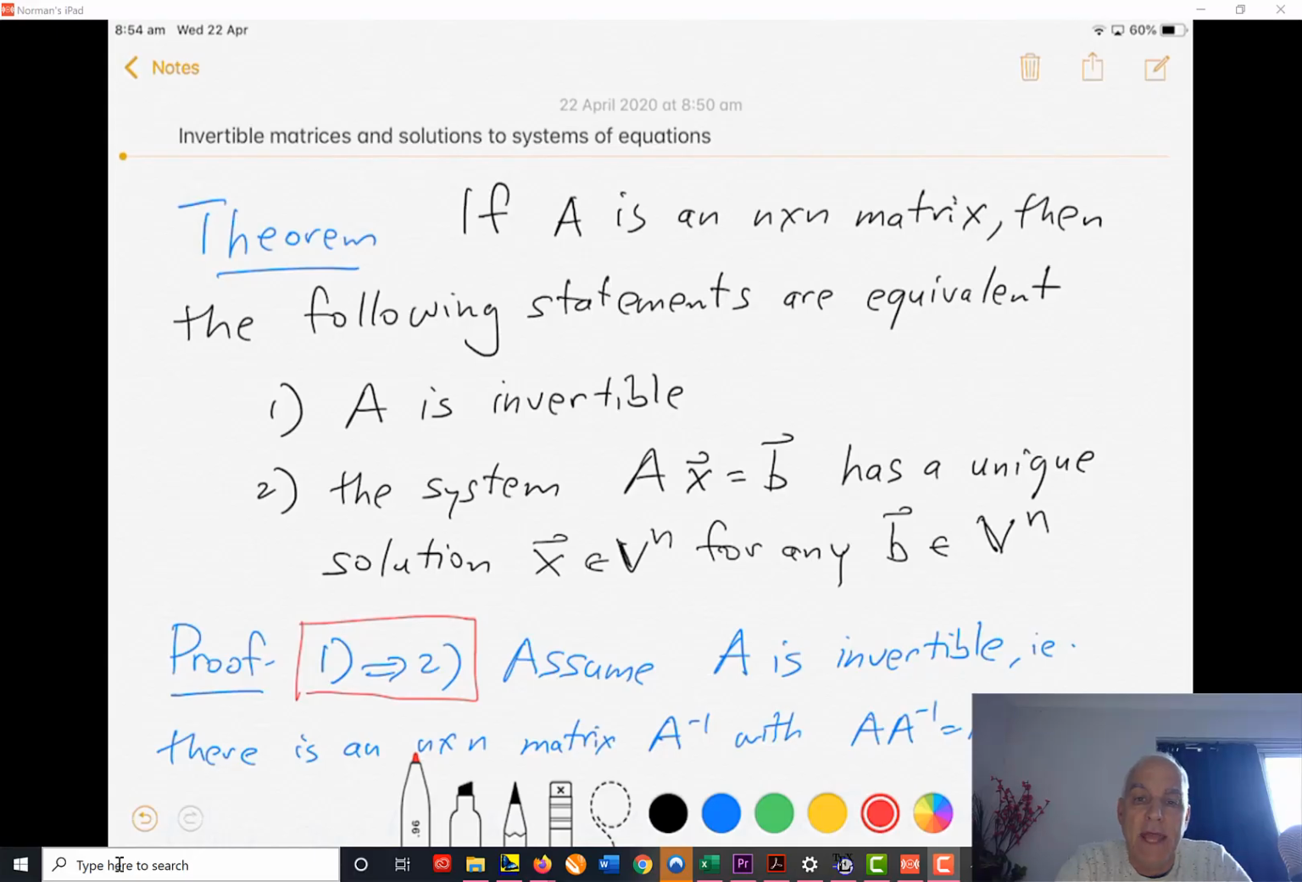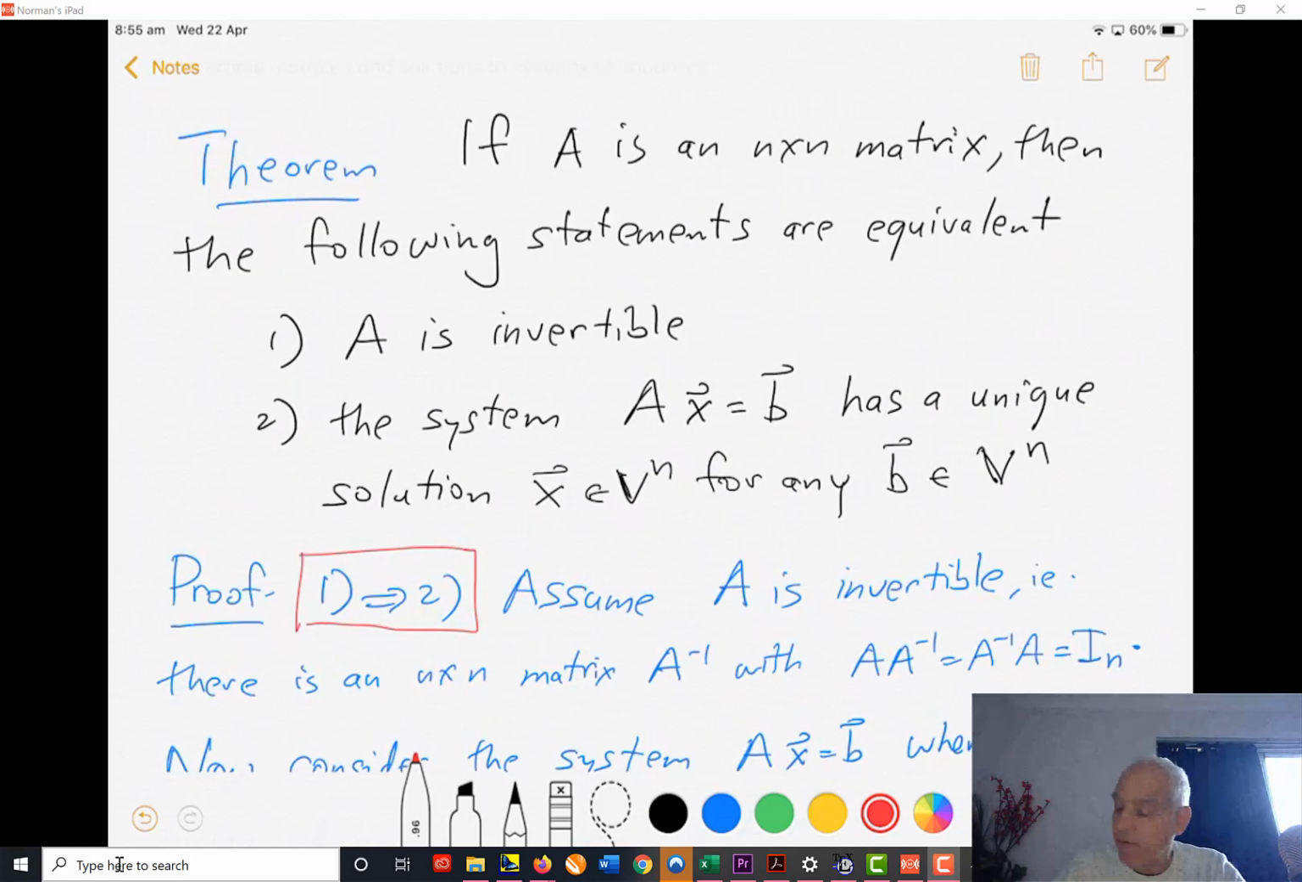So if A is an n by n matrix, then the following statements are equivalent. First of all, A is invertible. And secondly, the system AX equals B has a unique solution X in Vn for any B in Vn. Okay, so we started the proof and we recognized that we had to do two things. We had to show that condition 1 implies condition 2, and we also have to show that condition 2 implies condition 1. The second one is more challenging.